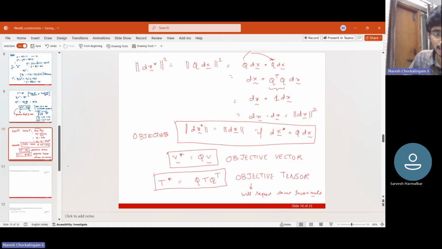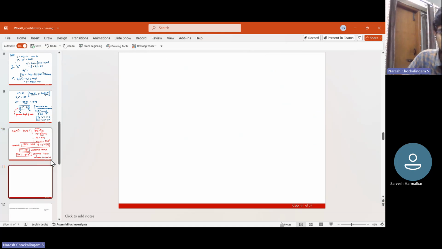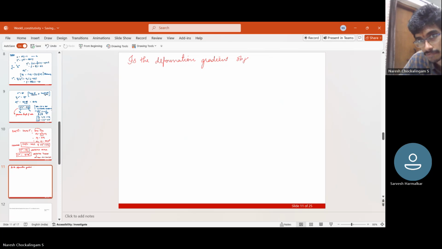So here we have some examples. Is the deformation gradient objective? So the answer is no. We saw that F star is equal to QF, which is not Q F Q transpose. Therefore, it is not objective.